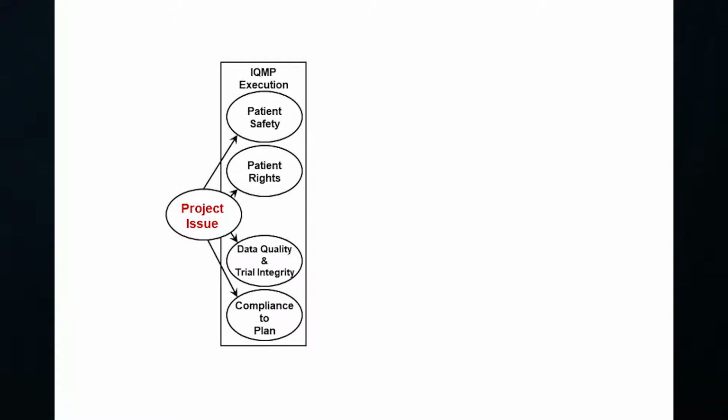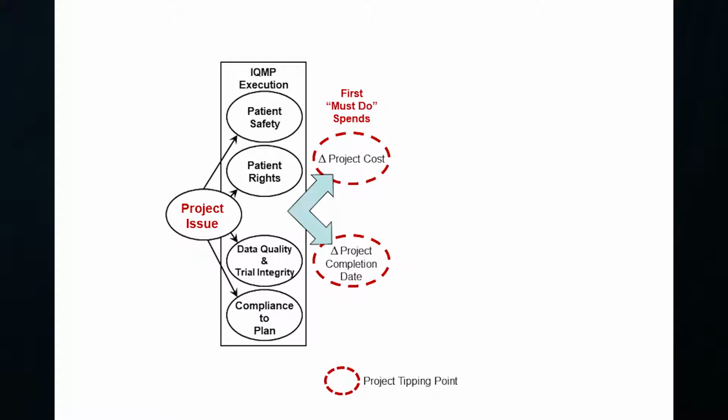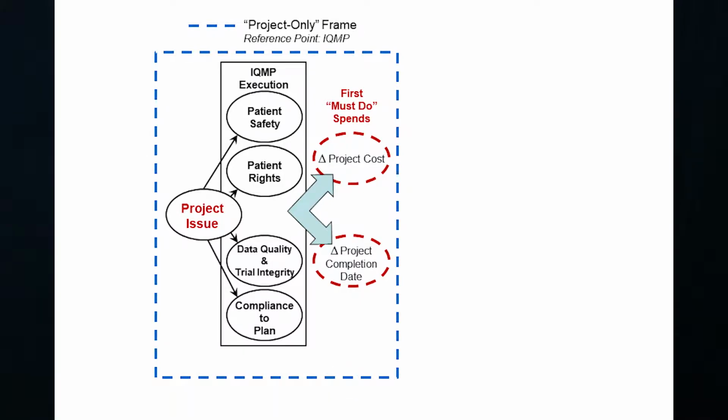When project issues arise with respect to budget, schedule, or quality, some of these issues are categorized as must-dos, while others are evaluated for the best course of action. However, in all cases, the project leader must understand the implication or delta change in the project cost and/or the delta change in project completion date. The project leader, who is accountable for the success of the clinical trial, makes decisions from the perspective of the project, and this constitutes a project-only decision frame.